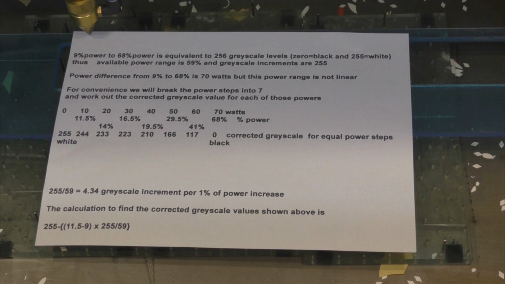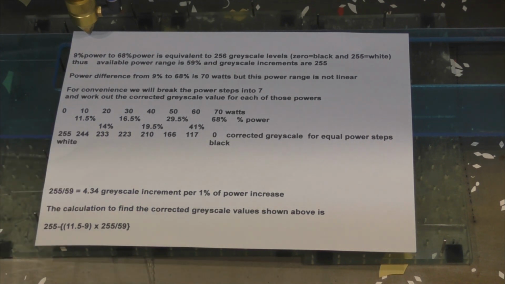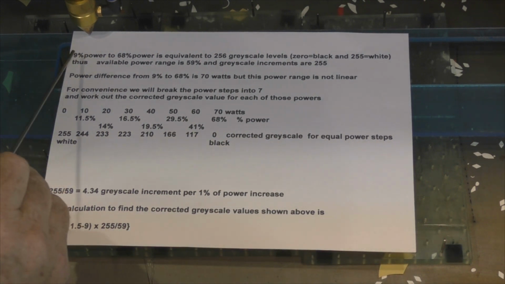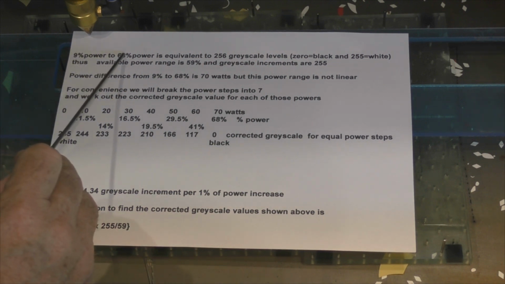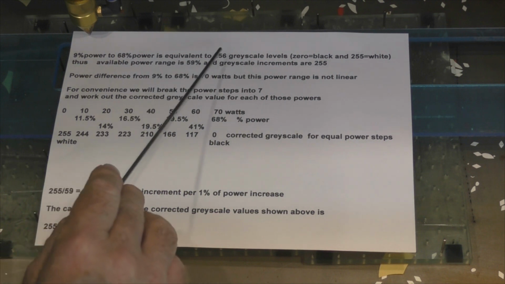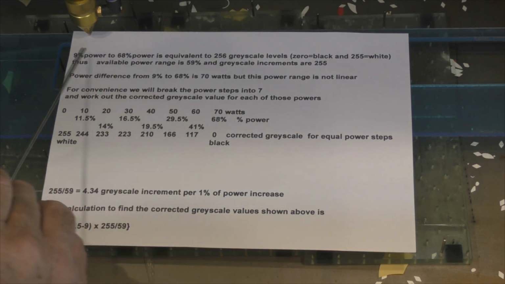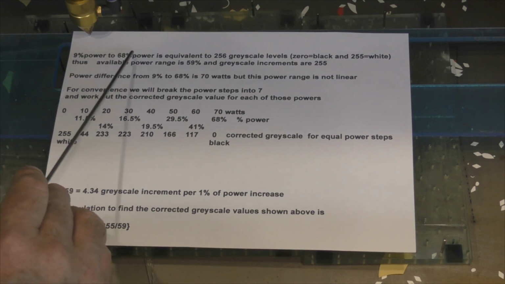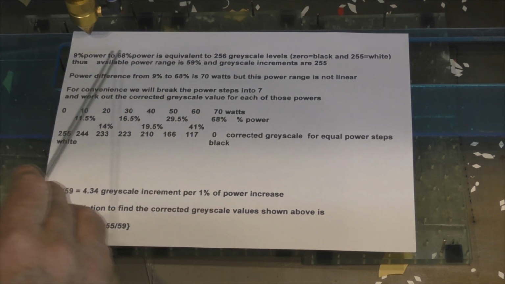I've gone into quite a bit of detail here because I don't want non-mathematicians to get bowled over by the potential complexity of this situation. I would like to try and explain to you exactly what I'm doing. So my curve works between 9% and 68% power. Now that's equivalent to 256 grayscale levels, because that's the power range that I'm going to be using, and I want to exploit all of the grayscale levels within that power range.